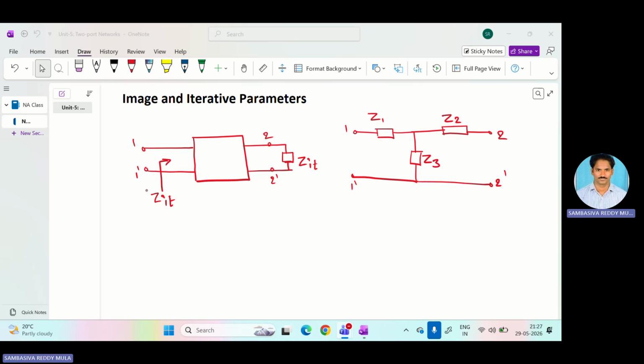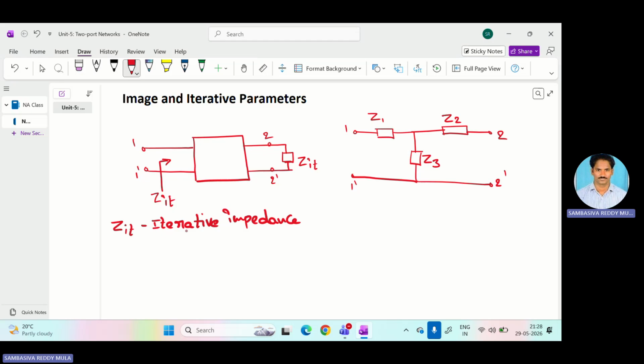So if you observe this general two-port network, which is terminated with a line impedance of ZIT, then if you measure the impedance at the input terminals, that is also equal to ZIT. It's called iterative impedance. ZIT here represents iterative impedance. So in this class, we will discuss both the image and iterative impedances, and we'll solve some problems related to image impedances and iterative impedance.